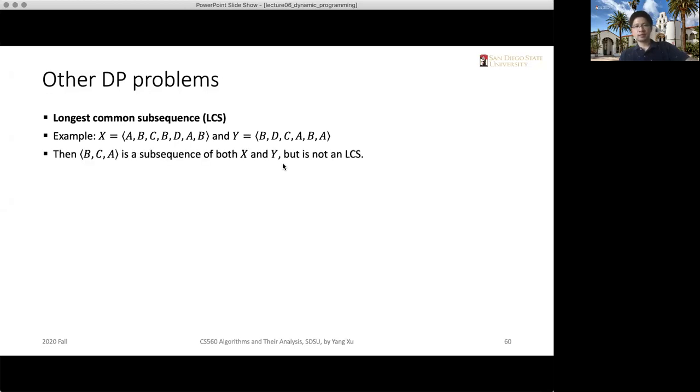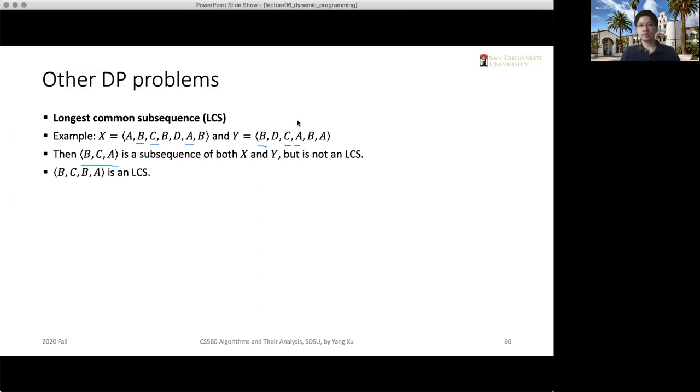So we want to find the longest subsequence, and this subsequence does not have to be continuous. It can be scattered in the sequence, like the BCA in X is here, BCA, and it's also in Y, it's like BCA. So they exist in both sequences, but they are not necessarily continuous. In this case, BCA is a subsequence for both X and Y, but it is not the longest one. So we want to find the longest one.